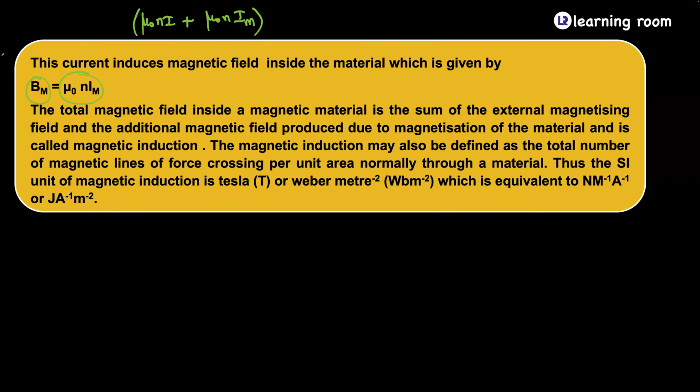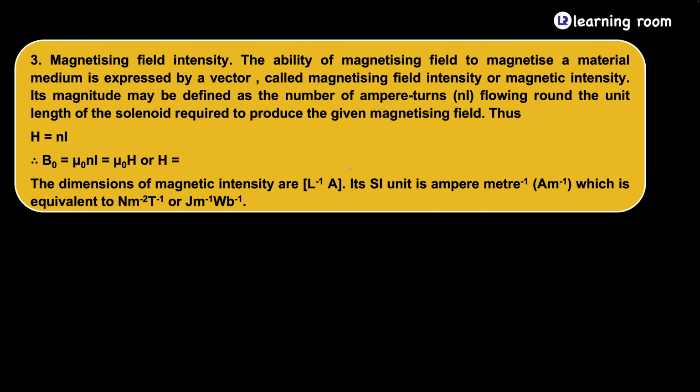So for magnetic induction, what is going to be the SI unit? The SI unit is still going to be Tesla, or Weber per meter square. In the previous chapter itself, when we were solving, we used this many times. Listen. I is the current that is flowing through the wire of the solenoid. Im is the current that is getting induced on the surface of the magnetic material.